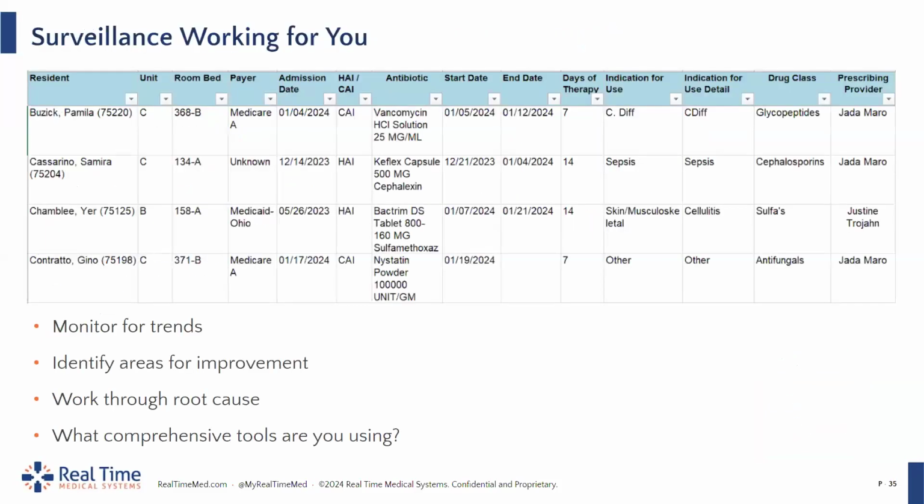And that's where some of that surveillance is going to work for you. Not only is it helping you to monitor those trends and identify those areas of improvement, but you're going to work through the root cause. And here again, I'm going to ask you to ask yourself, what comprehensive tools are you using? And do you have access now where you can grab onto this information, be able to slice and dice it however you want, to be able to use it as part of your programs and part of your surveillance? Kim, the next slide, please.